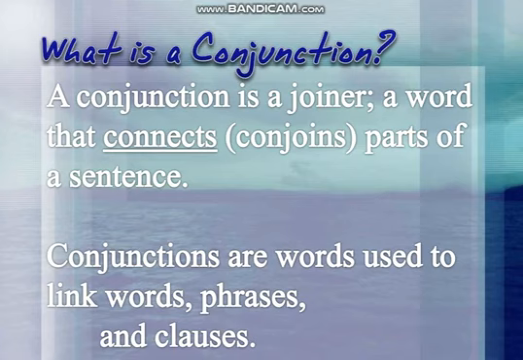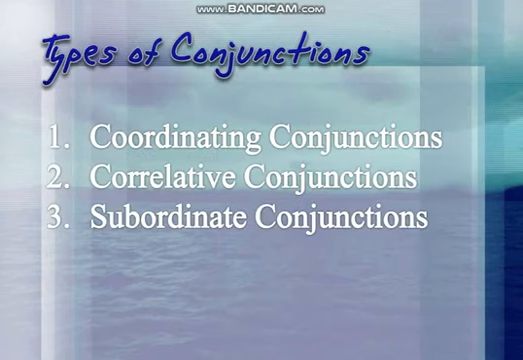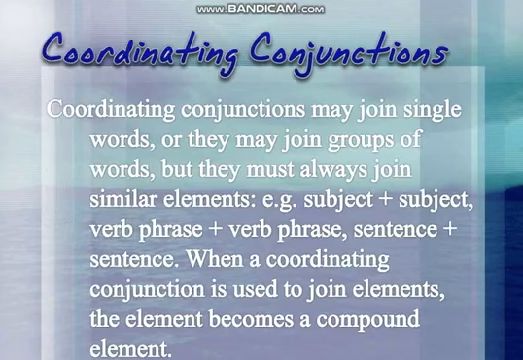Conjunctions are words used to link words, phrases and clauses. They are also used to link different phrases and different clauses. Then we have three types of conjunctions: coordinating conjunctions, correlative conjunctions and subordinate conjunctions. Let's discuss them one by one.